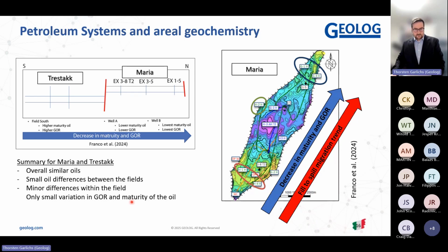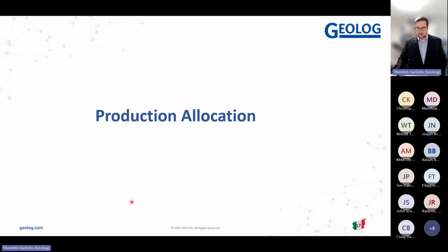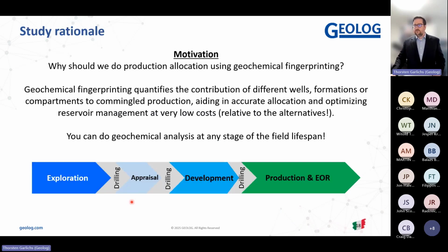With this introduction, we go now to the production allocation. First, we talk a little bit about the motivation. Why should we do the production allocation and use geochemical fingerprinting? Geochemical fingerprinting quantifies the contribution of different wells, formations, or compartments to commingled production, adding accurate allocation, optimization, and reservoir management at very low costs.